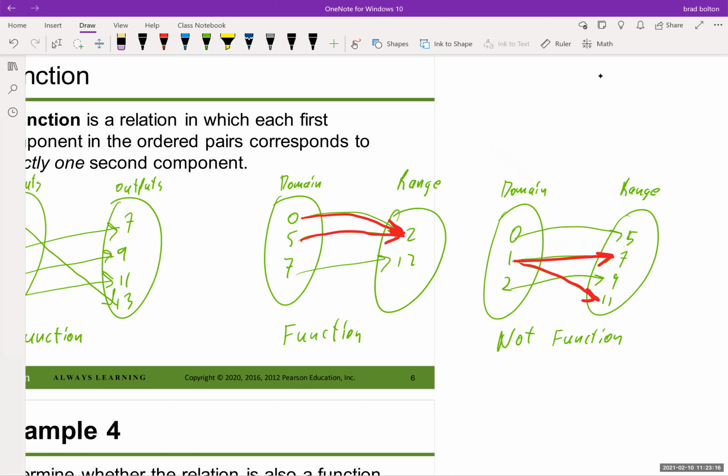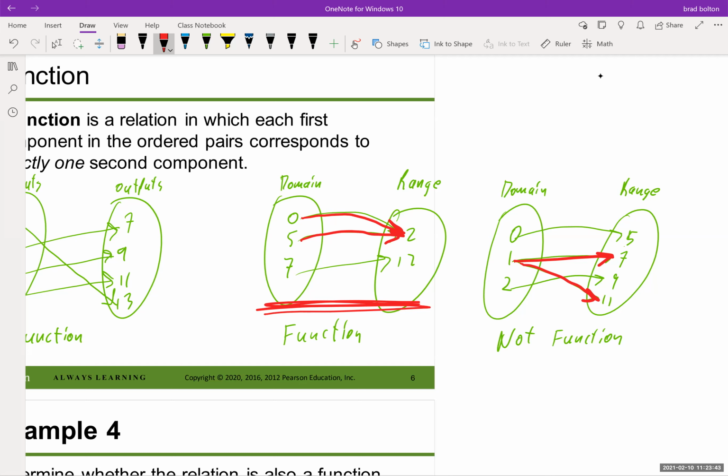Okay. So it's kind of important that you understand that functions are very useful in mathematics because there's not a lot of "or." So you say, when I plug a 0 in, I get a 2. When I plug a 5 in, I get a 2. When I plug a 7 in, I get a 12. Right here, that is very straightforward. There's no "what if you could also get this." So functions feel very deliberate. They feel very straightforward.